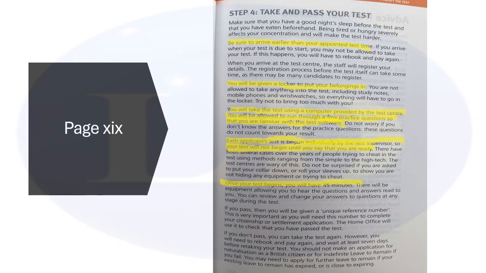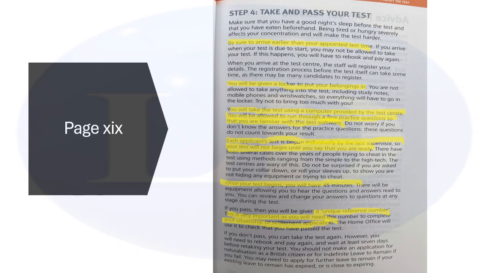What happens after this? If you pass, then you will be given a unique reference number. This is very important, as you will need this number to complete your citizenship or settlement application. When you complete your ILR or application form for British citizenship, they would ask you, have you done Life in the UK? You would say yes. They wouldn't ask you to upload this document. They would ask you to put the reference number. As soon as you put the unique reference number in there, that will complete the process. But obviously later on you will have to provide the evidence and all that stuff.